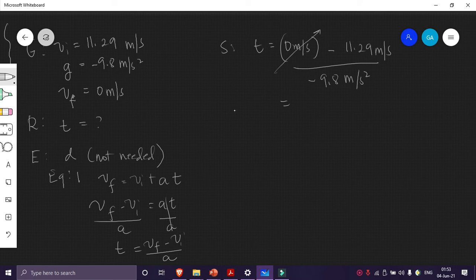Our answer is 1.15 seconds. So this is our final answer. 1.15 seconds bago huminto yung bola dun sa taas or dun sa kanyang maximum height. So remember, our time is 1.15 seconds. Okay? Now, let's go to the next question.